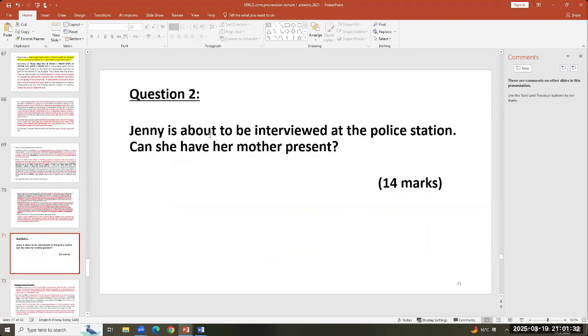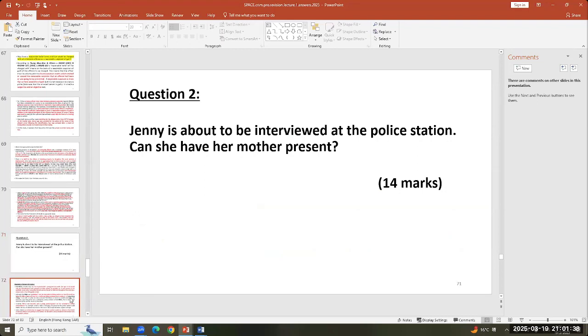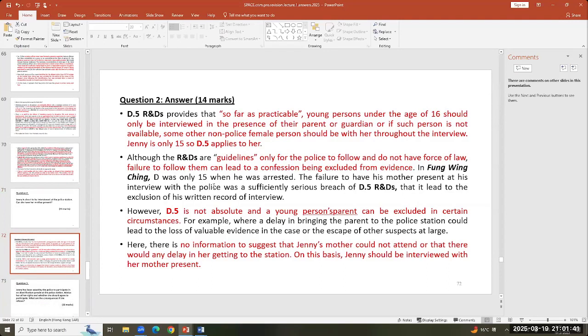Okay, question 2. Jenny is about to be interviewed at the police station. Can she have her mother present? This is easy because we already know this. Direction 5. So far as practicable. She's only 15. But remember, these are guidelines for the police to follow. If they don't follow this, then it is a serious breach which could render her confession inadmissible.